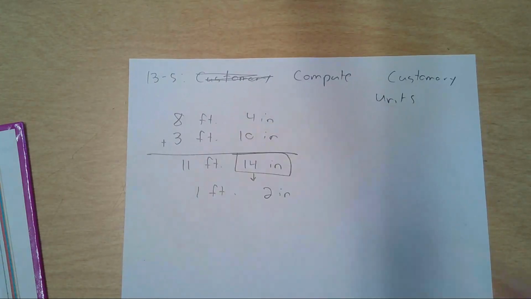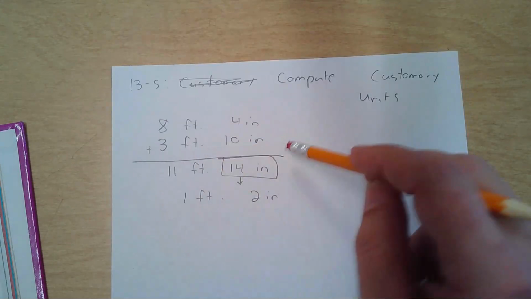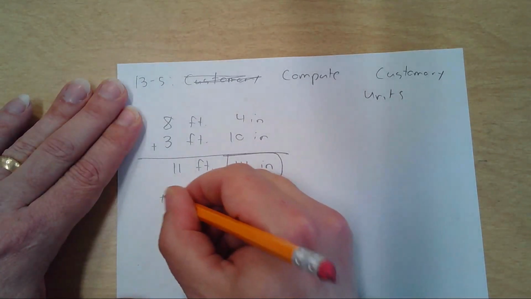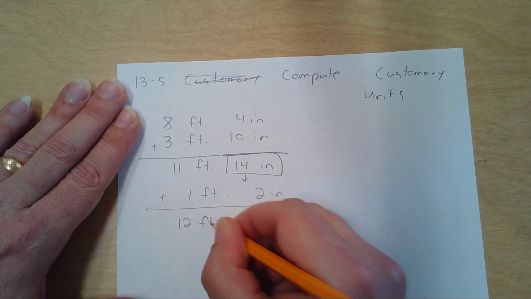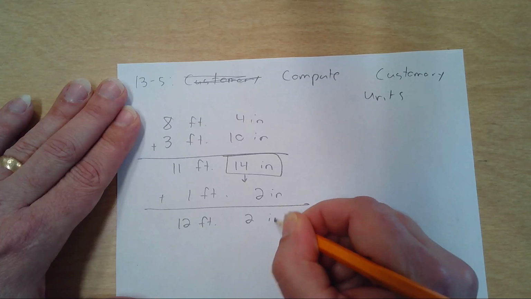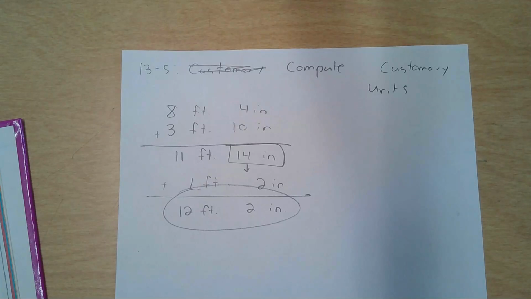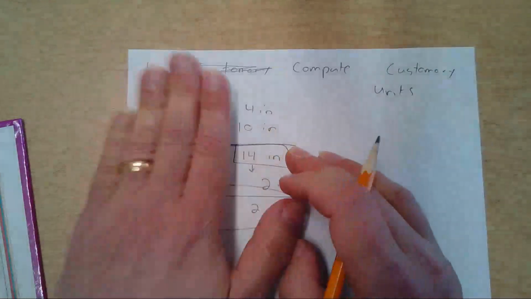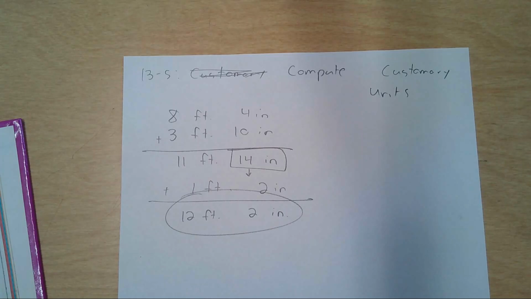So I still have my 11 feet. My 11 feet and 14 inches is now 11 feet and 1 foot and 2 inches. So if I go ahead and add this now I get 12 feet and 2 inches. That is my final answer right there, simplified. So how did I solve it? I just went ahead, I just added whatever and whatever. And I resolved my simplifying at the very end here. Okay.